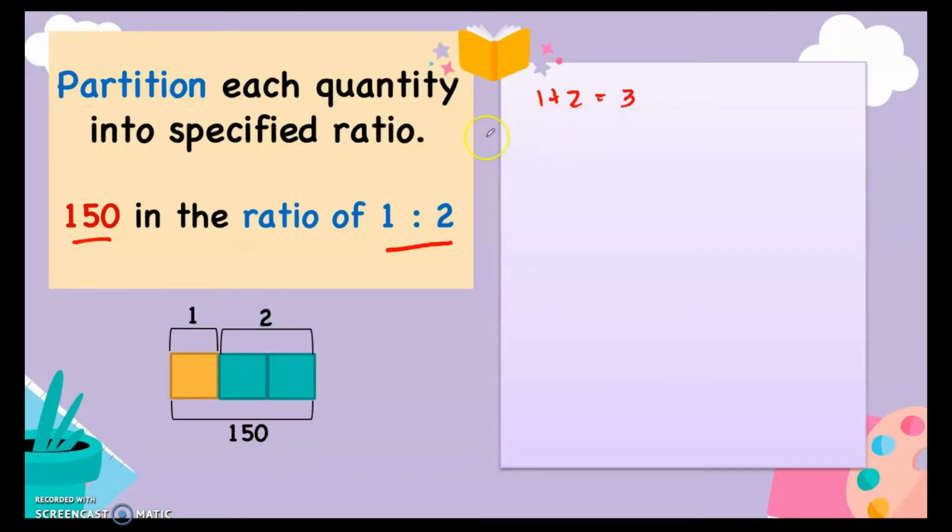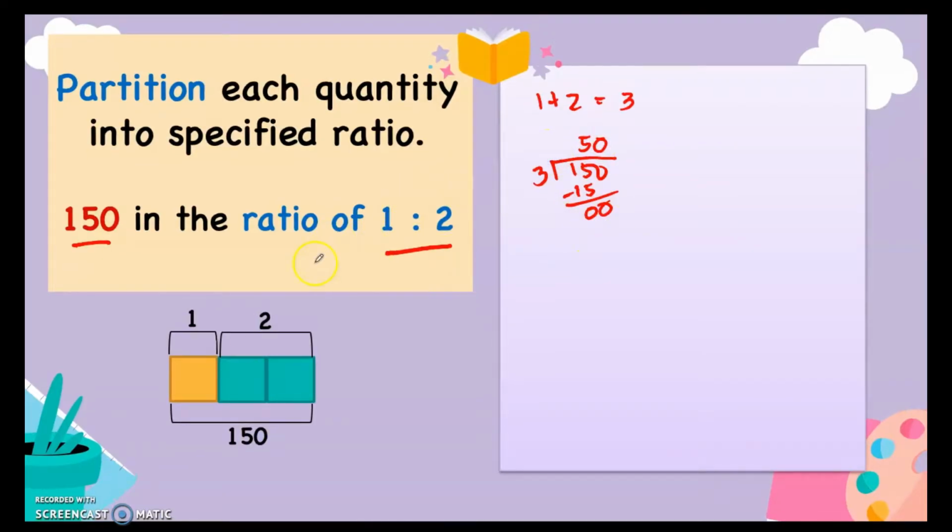Then after that, we divide the total value by the sum of the terms in the ratio. So we have here 150 divided by 3, that is 15, okay, and then 0, and we have here 0. Each part here is 50. Okay, and for the answer in each term, we have here 1 times 50, that is 50, and 2 times 50, we have 100. So this is our answer.